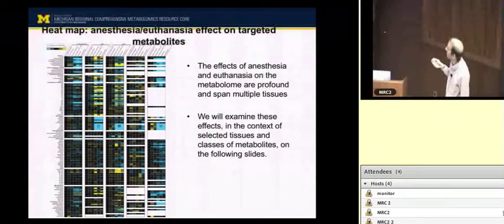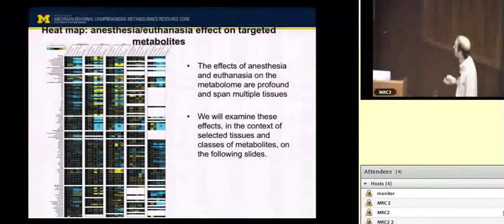This is sorted by classes. Here we have glycolysis, TCA cycle, nucleosides, nucleotides. I'm sorry, that's down here. So anyway, difficult to see. So we'll look at these effects individually in the following slide.